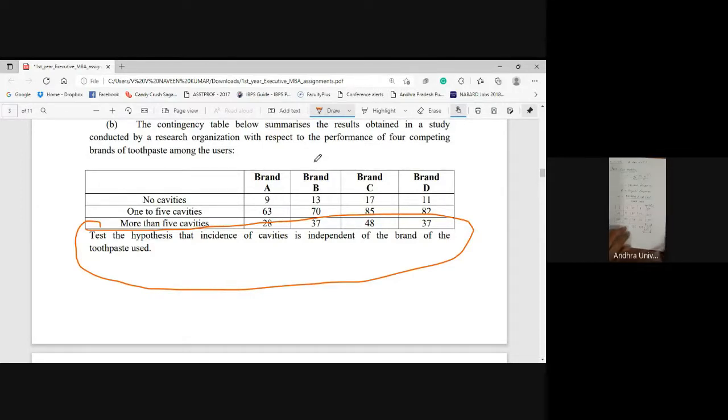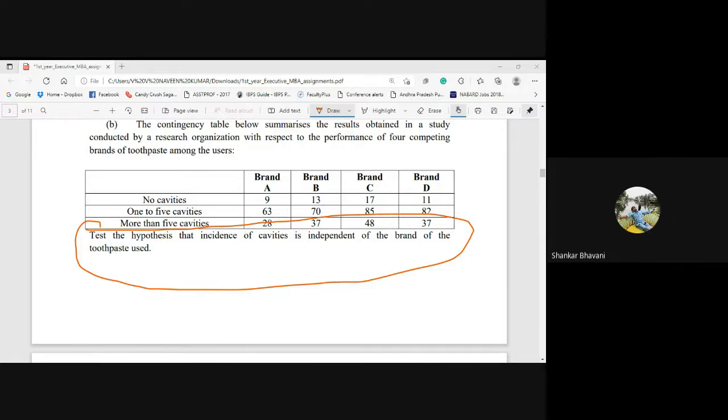Now these are the observed frequencies, these are the row totals and these are the column totals. Now we can get the expected frequency for every value by using row total into column total divided by grand total. Look how I apply it. If I explain one, you will understand. Now I'm moving to expected frequencies.